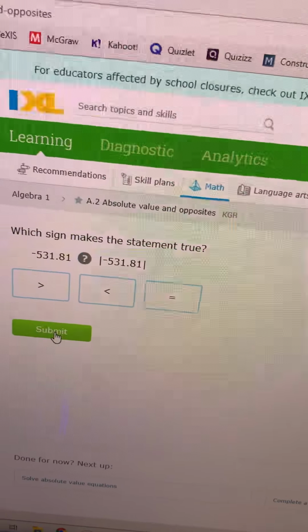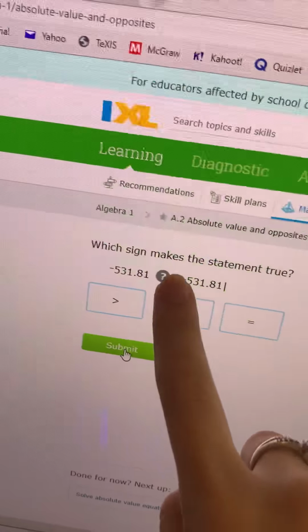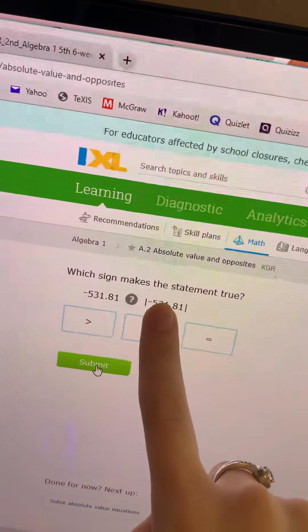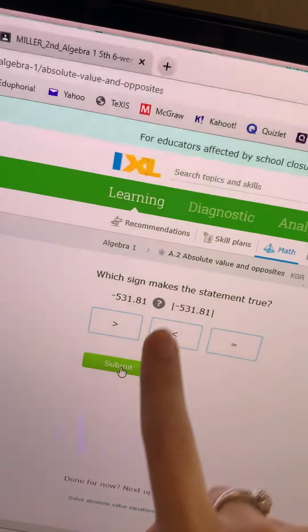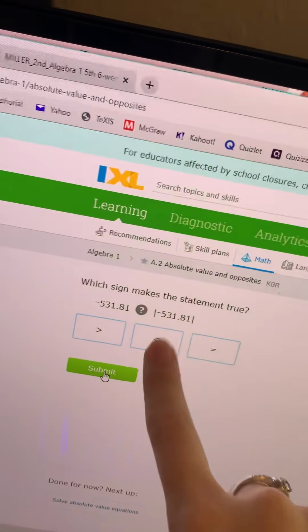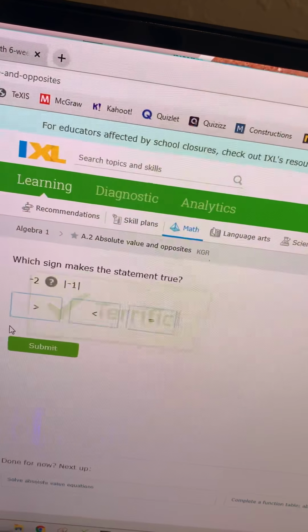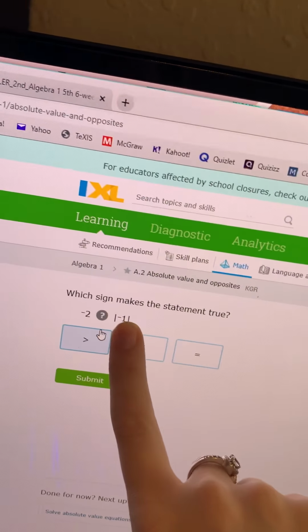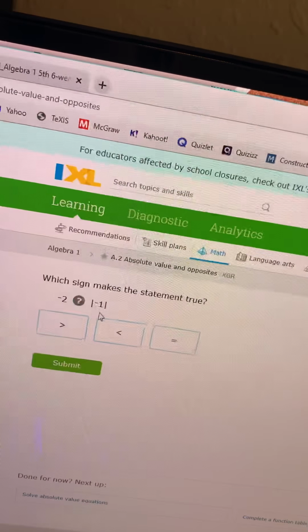Okay, so this one, we've got -531 and the absolute value of -531. This one turns out to be a positive 531, which means this one is the bigger number. Which means we're going to want this symbol because it's opening up to the biggest one. Alright, so this -2 becomes a +1. Positives are bigger, so we want this one.